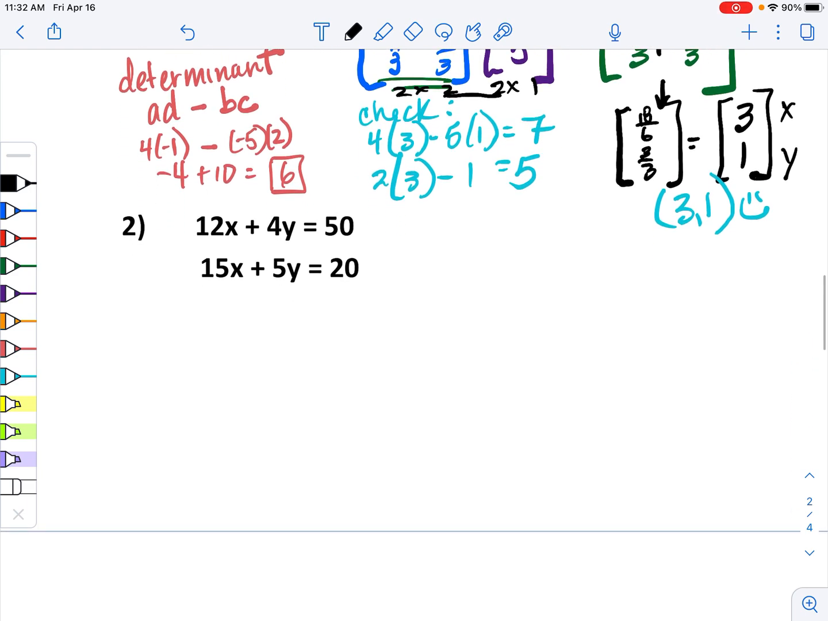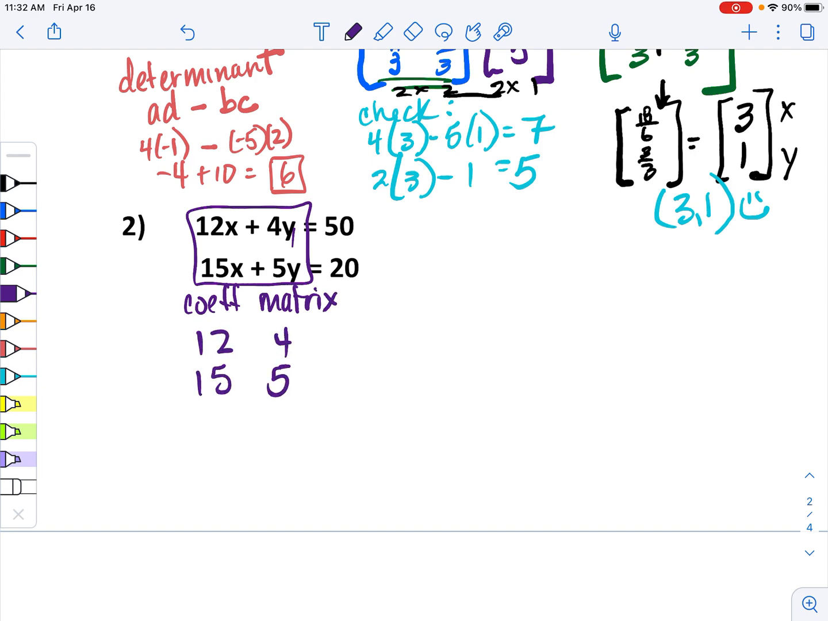Okay, so we're going to try the next one. I've got x's over x, y over y, constant over constant. These are my coefficients. So my coefficient matrix is going to be 12, 4, 15, 5. And then I'm going to do my determinant.